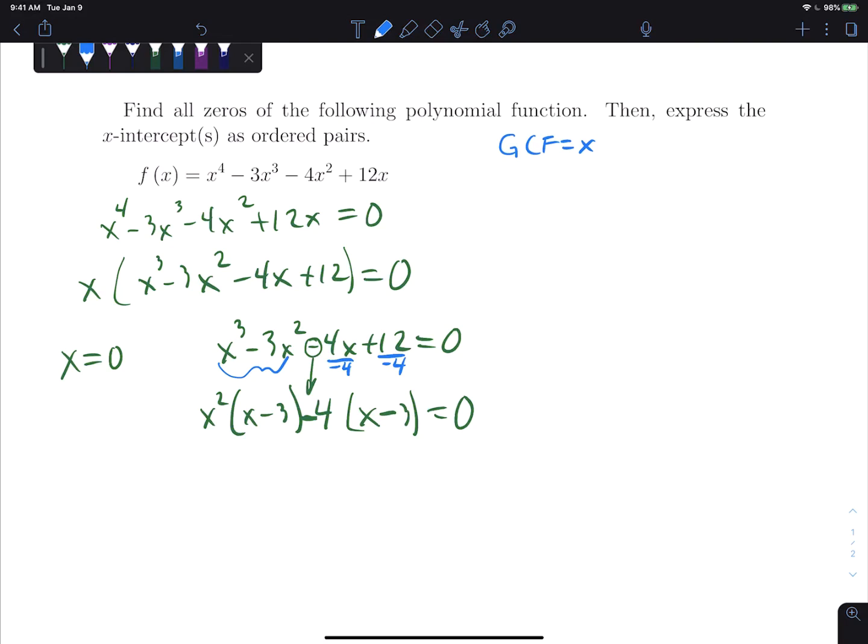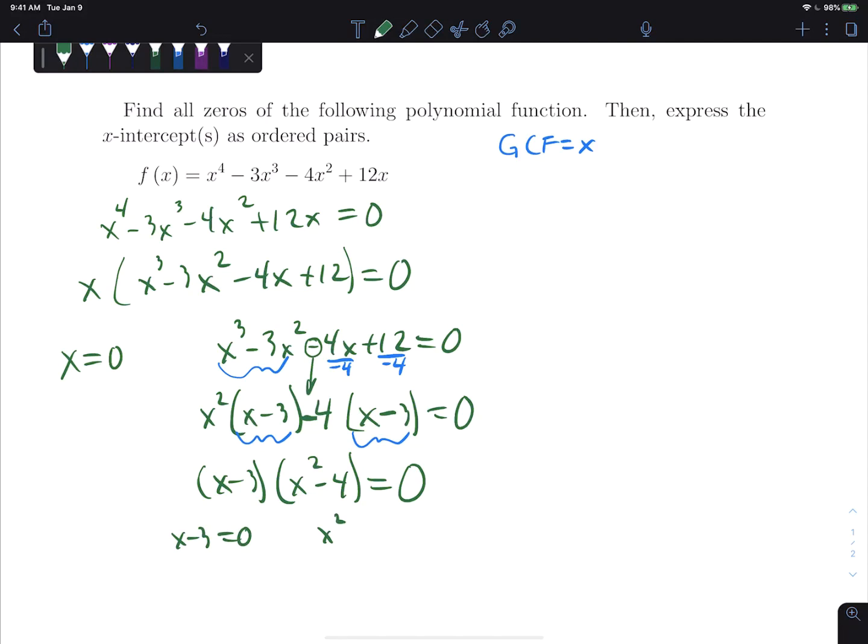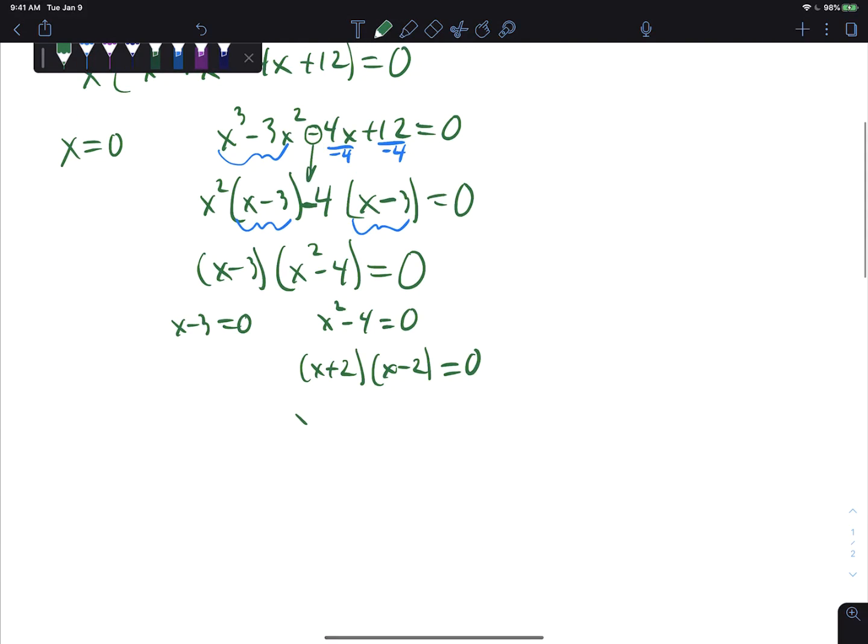Okay, good deal. Now that we've done that, there's a common factor now of x minus 3. And I'm going to factor that x minus 3 out on the left-hand side, making this x minus 3 there. And what's left over is x squared minus 4. And then we set that equal to 0. Awesome. So we could just set each one of these equal to 0 and solve. Notice that we have the x squared minus 4. That'll factor as x plus 2, x minus 2. And so that means that x plus 2 equal to 0, or x minus 2 equal to 0.